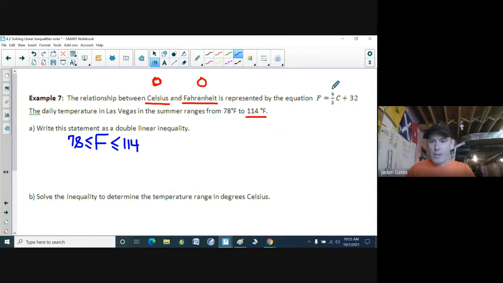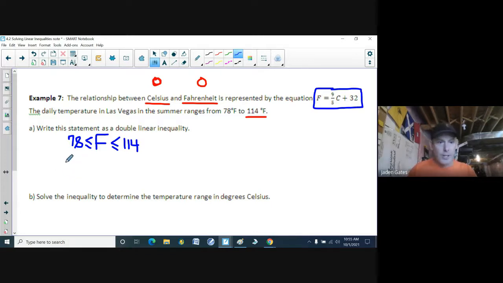Now, Fahrenheit, there's our formula there. So I could also express this inequality as 78 degrees Fahrenheit is less than or equal to 9/5 Celsius plus 32, which is less than or equal to 114 degrees. That's another way of expressing that inequality in terms of Celsius. So I've expressed the inequality twice, once talking about Fahrenheit, the other one talking about Celsius.